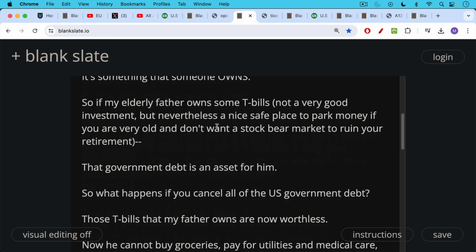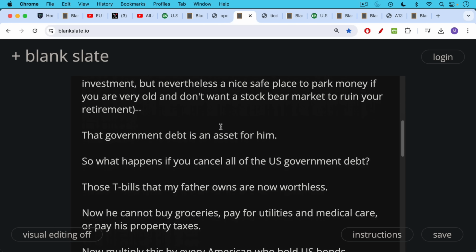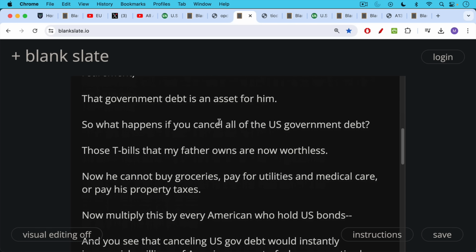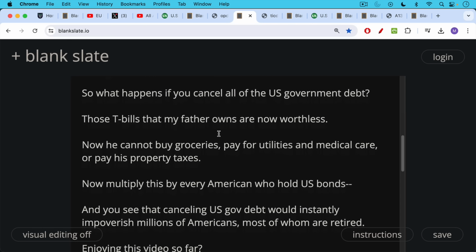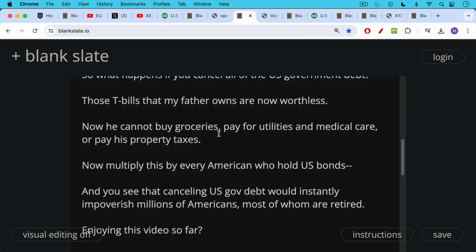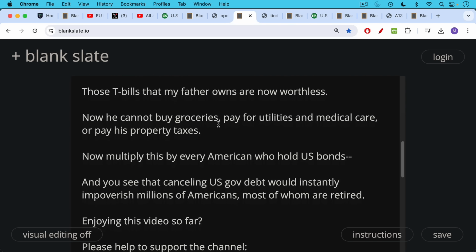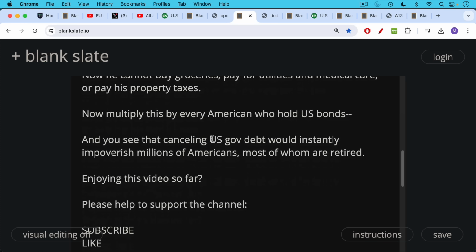So what happens if you cancel all the U.S. government debt? Then those T-bills that my father owns are now worthless. Now he can't buy groceries, he can't pay for utilities and medical care, he can't fill up his car with gas, and he cannot pay his property taxes, so that has implications for the local government as well and the local schools. Now multiply this by every American who holds U.S. Treasuries, and you see that canceling U.S. government debt would instantly impoverish millions of Americans, most of whom are retired.